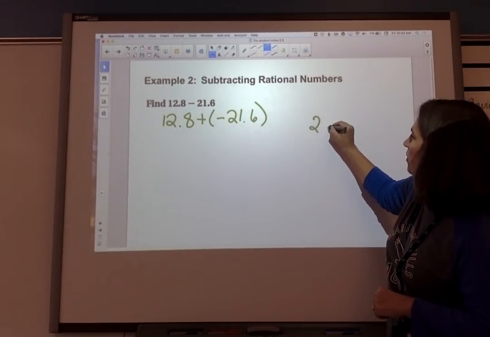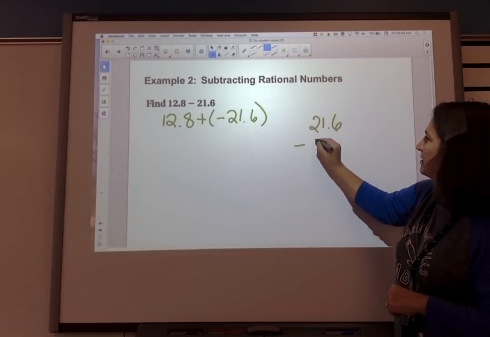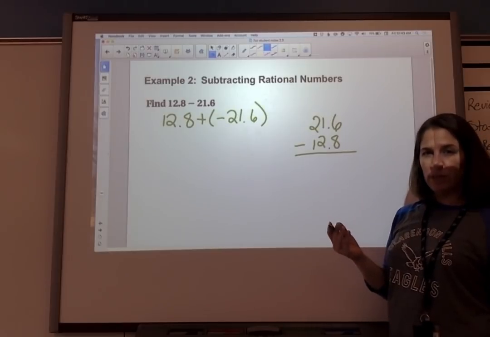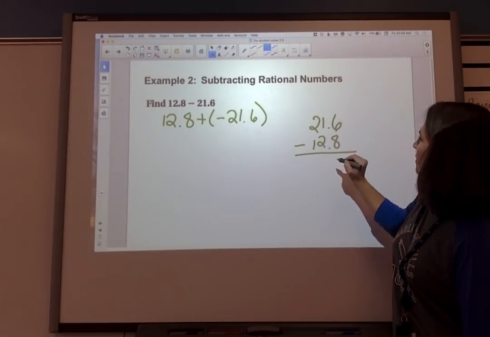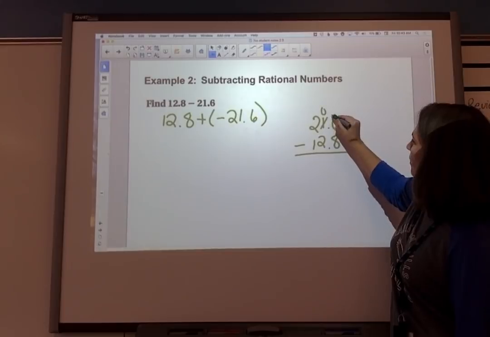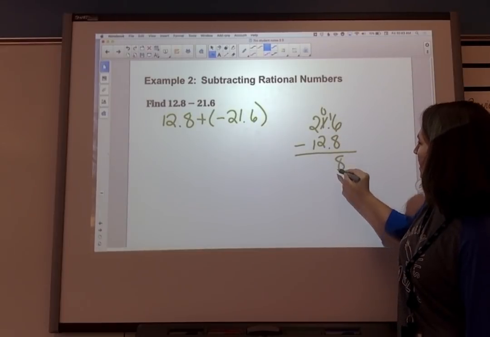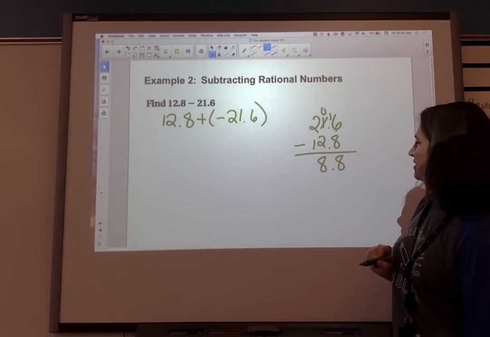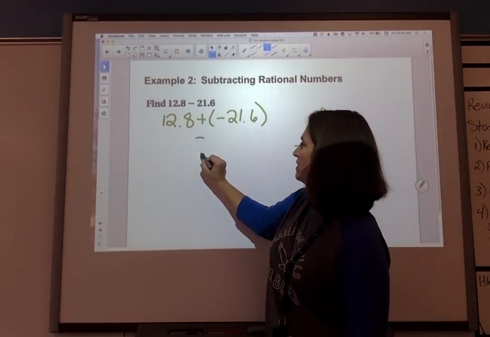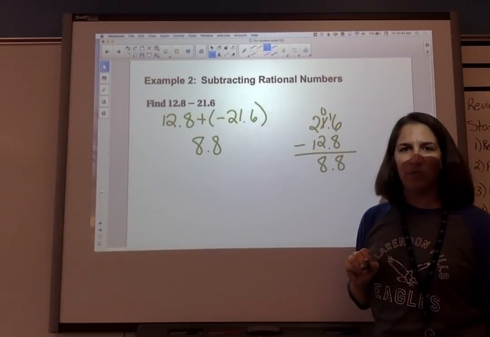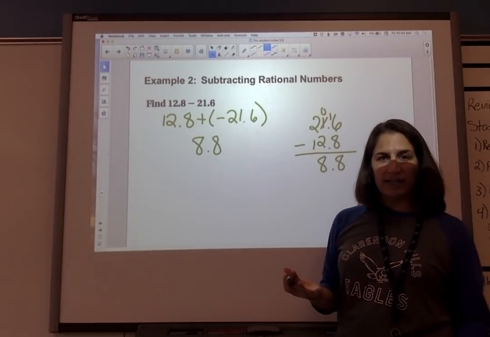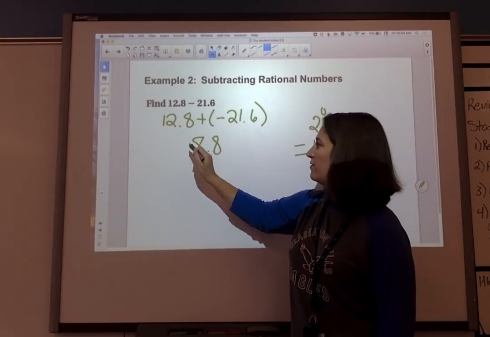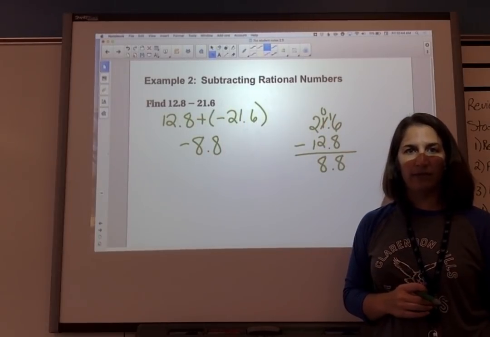So we'll do 21.6 minus 12.8. So that's going to be the difference between the two absolute values. Let's see, I can't do 6 minus 8, so I'm going to borrow here. 16 minus 8 is 8. And let's see, I'll just say 20 minus 12 is 8. So the difference between the absolute values is 8.8. Now I need to look back to see if that's positive or negative. The larger absolute value was negative, so this is negative 8.8.